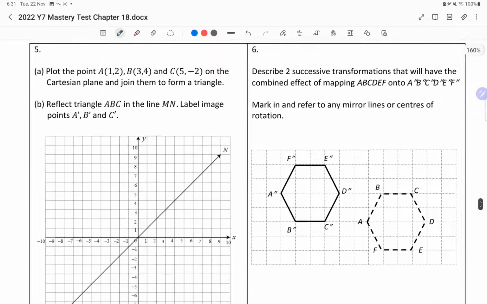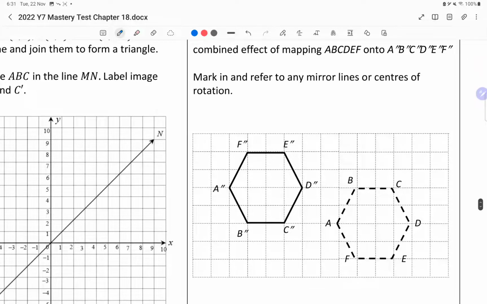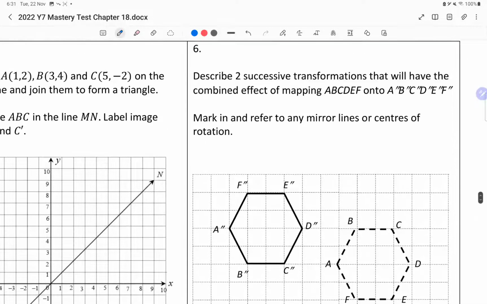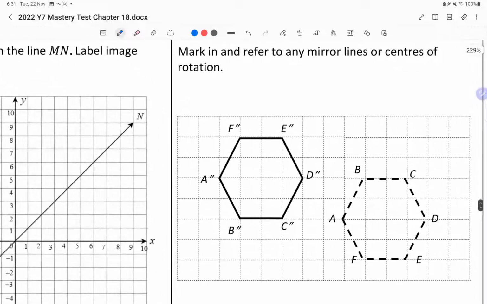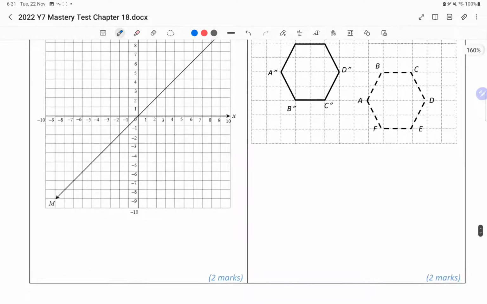2 successive transformations that will have the combined effect of mapping that to the other one. So the first one will be a translation, right? Yeah. So I did 2 units up and then translate 6 units left. Yeah, that's right, you should have gotten the mark for that. And then what's the second transformation?